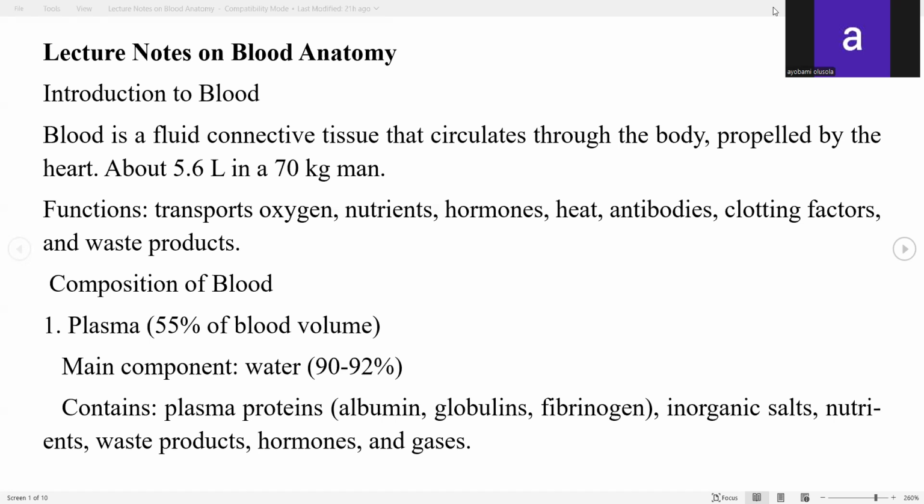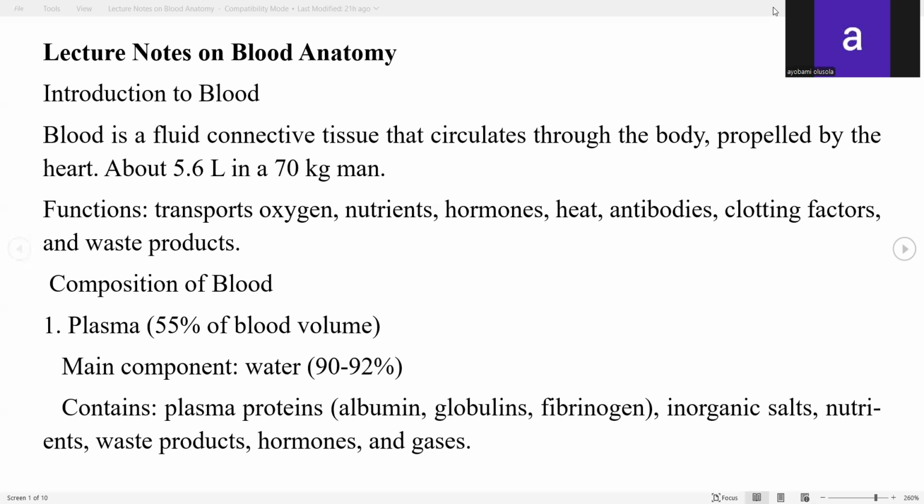The volume of blood in a 70 kg adult man is about 5.6 liters. Okay. And the blood functions to transport oxygen, nutrients, hormones, heat, antibodies, clotting factors, and waste products. So let's talk about the composition of blood.